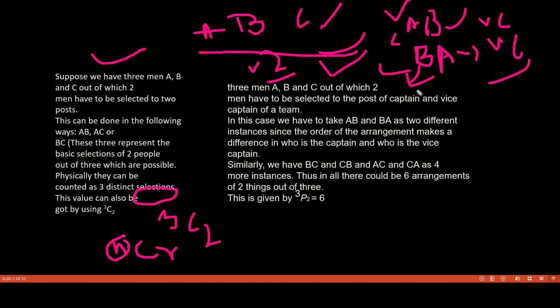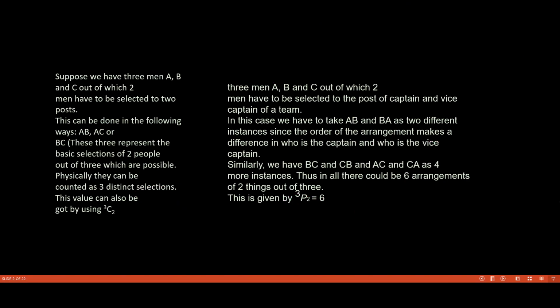Similarly AC also can be selected. So A can be selected for the post of the vice captain and C for the post of the captain. In this way we are going to get 6 arrangements, so 3P2 is our answer. So you understand the basic difference: in combination we were doing selections, and when we talk of permutation we are basically talking about the arrangement. This is the basic difference between combination and permutation.